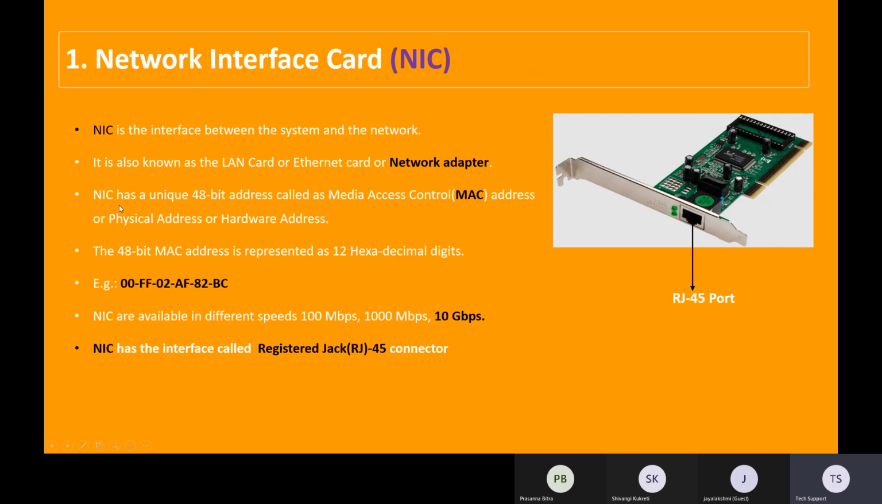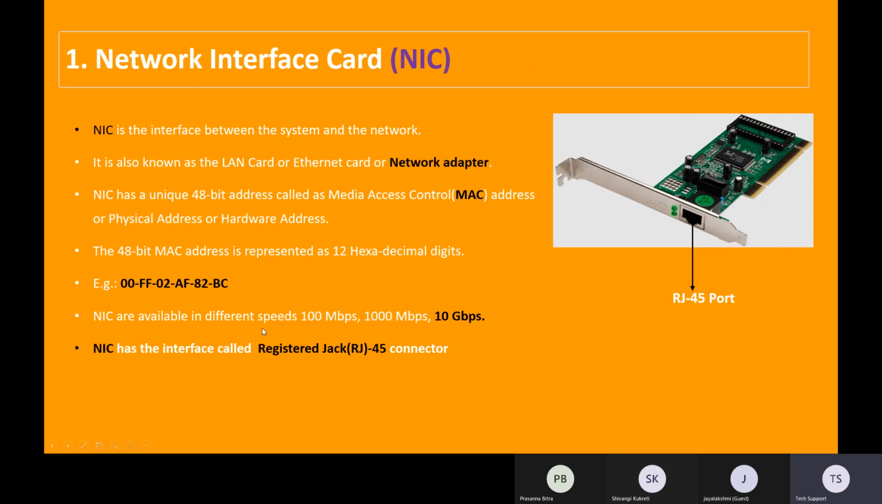And also a network interface card has a unique 48-bit address. This 48-bit address is also called the MAC address. MAC full form is Media Access Control. This MAC address, in other words, we can also call the physical address or hardware address. I will show you how to verify the MAC address as well. And the 48-bit MAC address is represented as 12 hexadecimal digits. I have given an example of how the MAC address is defined.